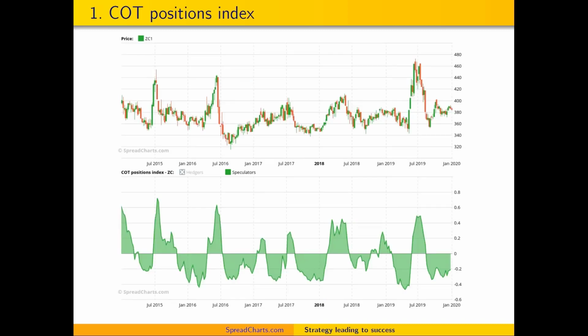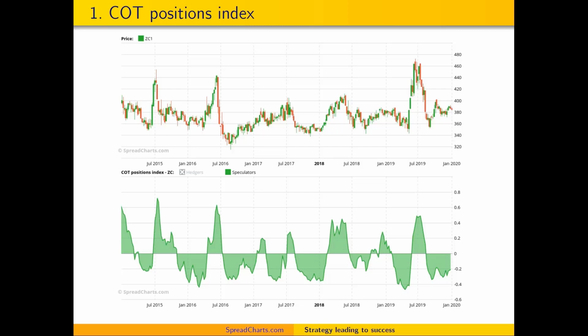As we said, it is best to start with grains, so let's stick to them. Here is a speculative COT index for corn. By the way, the top subchart shows the first continuous contract. These time series are explained in the spread charts app tutorial.